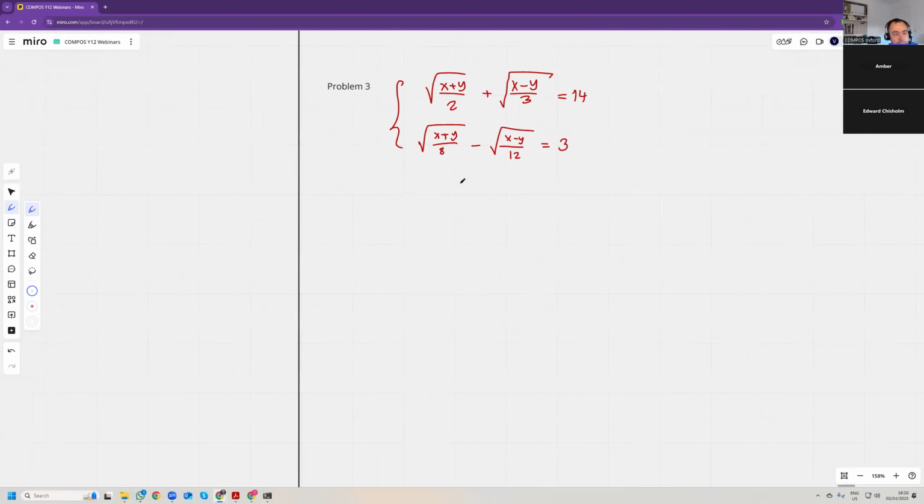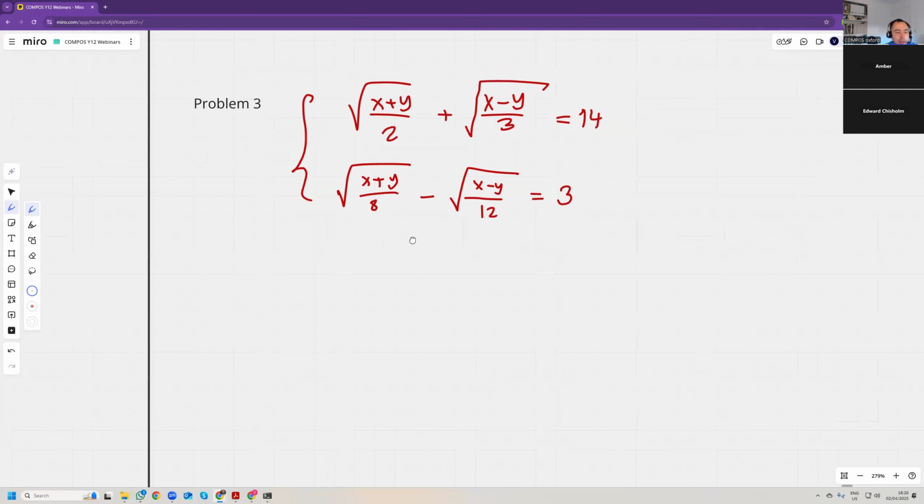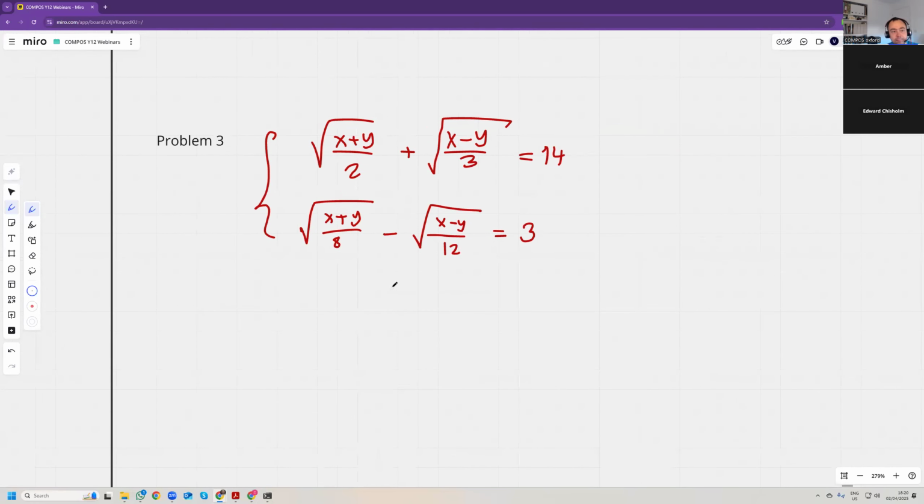Simultaneous equations. So here, it might look scary. So first of all, we need to write down the domain. Domain meaning what are the limitations on x and y? We see that x and y are under a square root. That means x plus y has to be greater or equal 0. That means x has to be greater or equal minus y. That's the first thing.